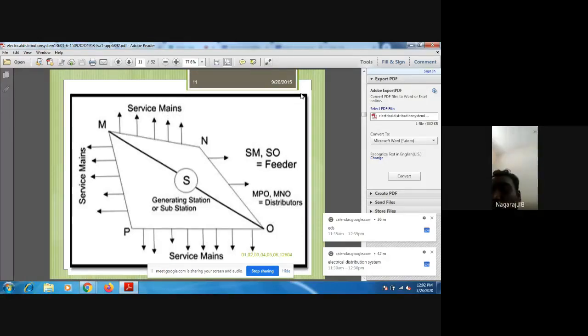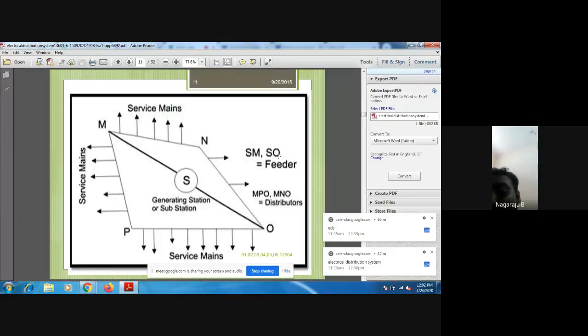Here also we have four feeders. This is one feeder, this is another feeder, another feeder, another feeder. In that, we have the substation, and all are having service mains. So there is no connection between the feeders. All of you remember, here SM and SO are the feeders.